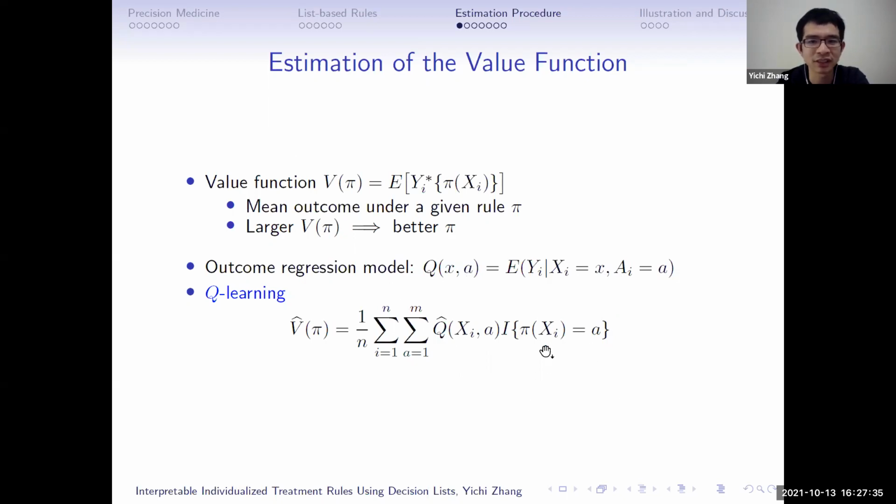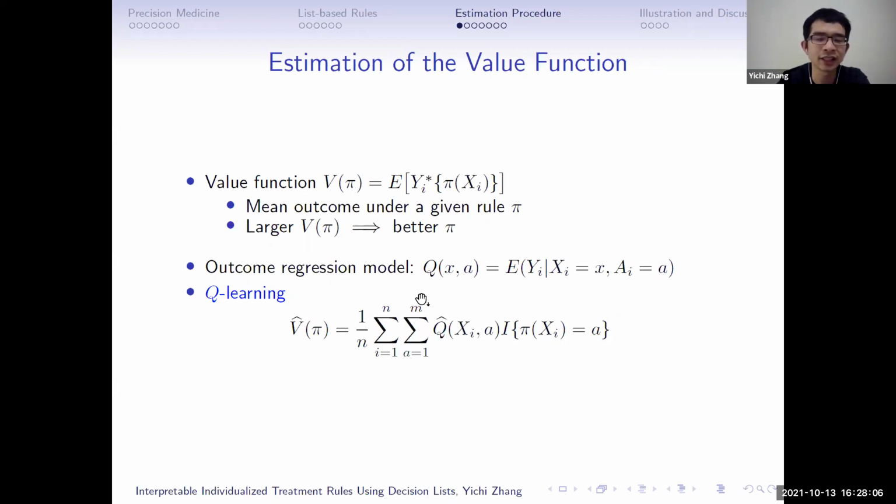Intuitively, that says that if our pi recommends treatment A for a patient with tolerance X_i, then we predict the outcome would be Q-hat of X_i and A. So we take the average over all the subjects in the study, and this is an estimate of the value function. This approach is known as Q-learning in the precision medicine literature.